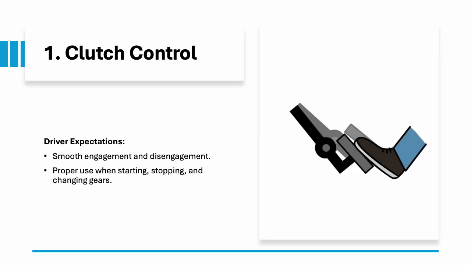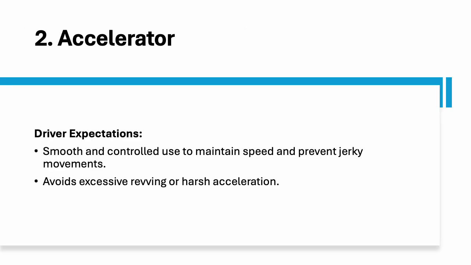Clutch control, driver expectations: smooth engagement and disengagement, proper use when starting, stopping and changing gears. Accelerator, driver expectations: smooth and controlled use to maintain speed and prevent jerky movements. Avoids excessive revving or harsh acceleration.